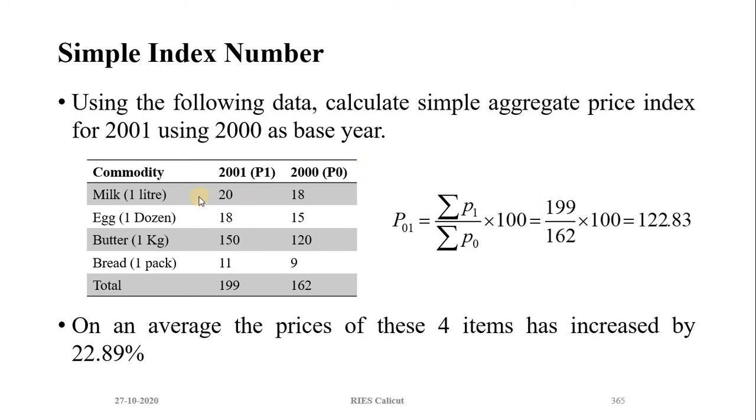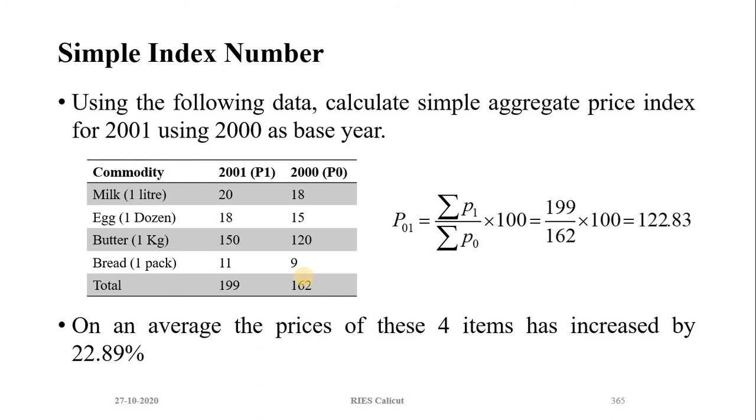So what you have to do? You have to add all these prices. We are getting 199. You add all these prices, you are getting 162. You simply substitute this in the equation. So it will be 199 divided by 162 into 100.